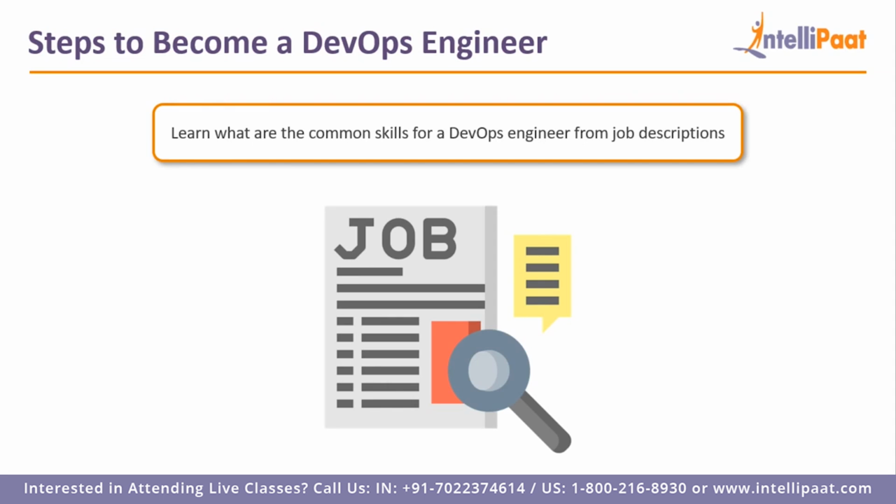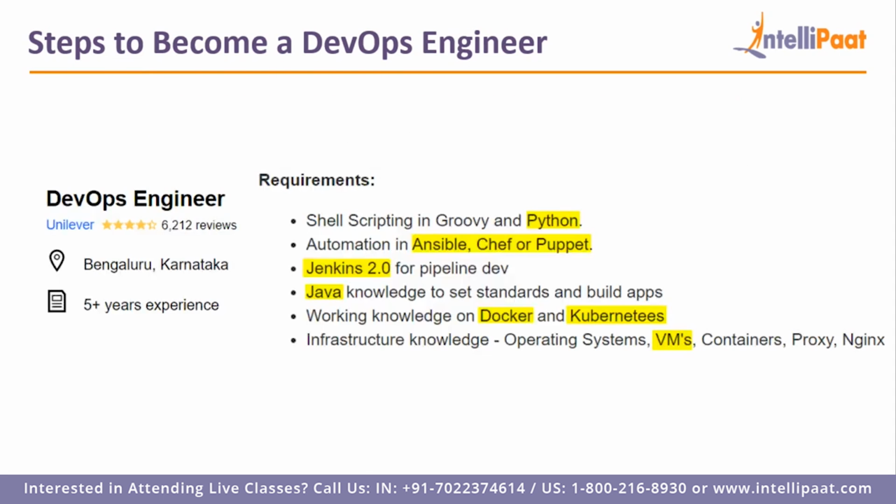So now let us discuss them. I've chosen 3 different job descriptions. We are going to discuss the common tools and the common skills which the employers ask from us. So the first one is from Unilever, and it is for a DevOps engineer post, and you should have at least 5+ years of experience.